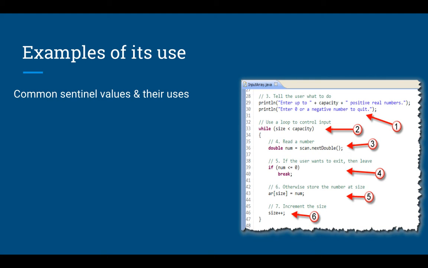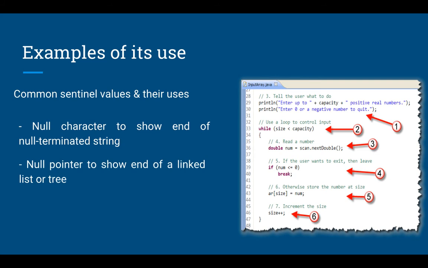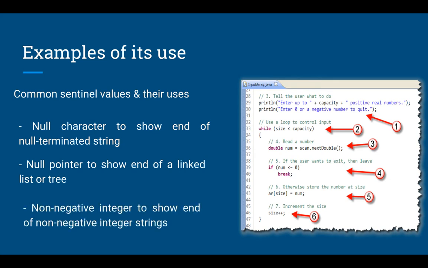So some common Sentinel values and their uses include null characters for indicating the end of a null terminated string, null pointers for indicating the end of a linked list or tree, as well as negative integers for indicating the end of a sequence of non-negative integers.